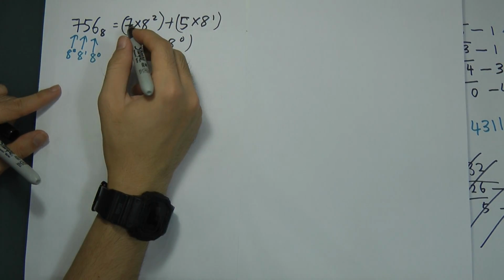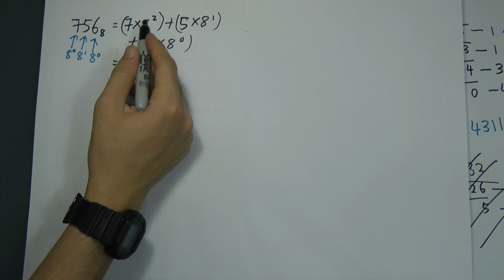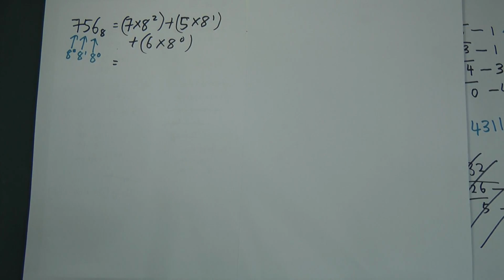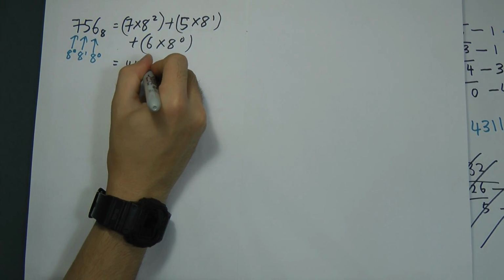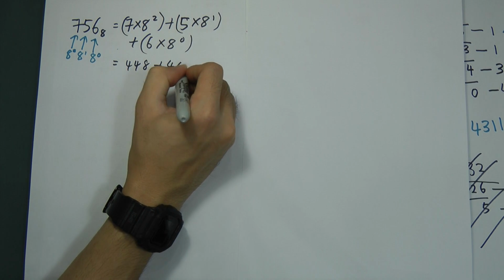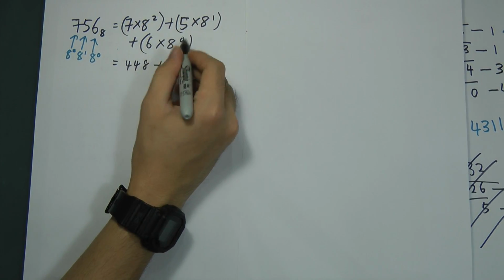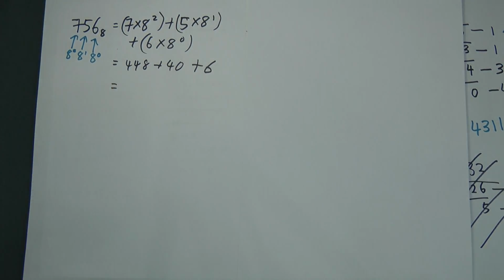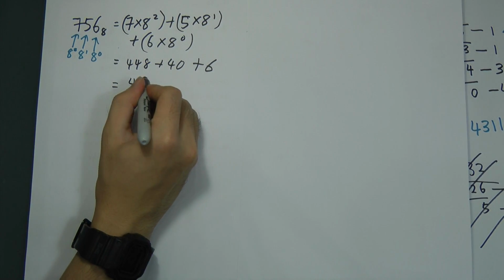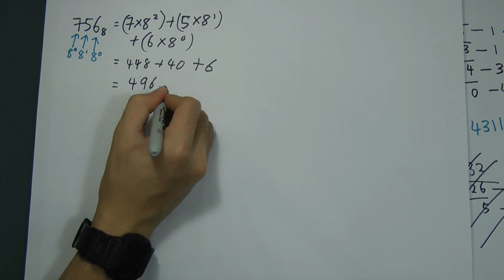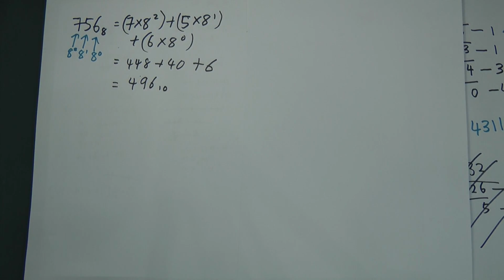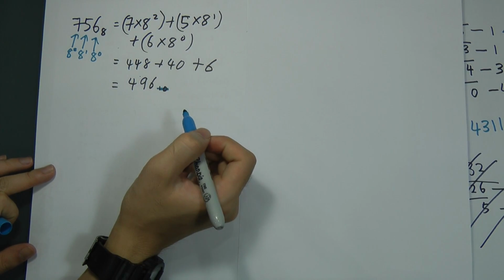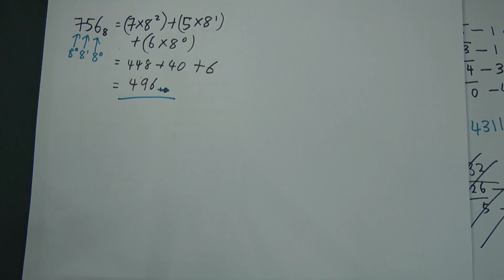Then you will get, okay, 7 multiplied by 8 to the power of 2, which is 64, so 7 times 64 is 448, plus 5 times 8 is 40, plus 6. Okay, because 8 to the power of 0 is 1. Then we sum together, we will get 496 base 10. Okay, got the idea? Of course, normally for base 10, we don't write base 10. Okay, so this is already the answer.